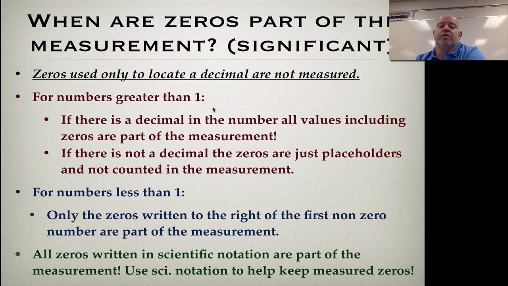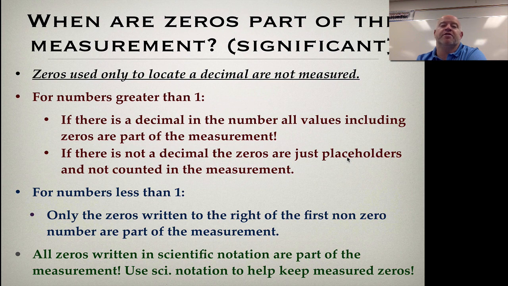If it's bigger than 1, then we look to see, is there a decimal on it? If there is a decimal on it, then all values, including the zeros, are part of the measurement. So numbers bigger than 1 that include a decimal point, for whatever reason, all have the zeros as part of the measurement. If there is not a decimal, the zeros that are locating the decimal are just placeholders.